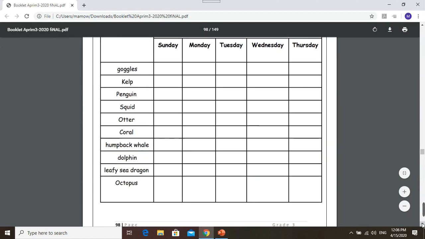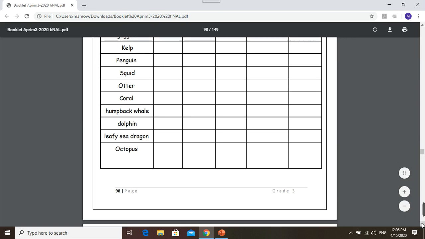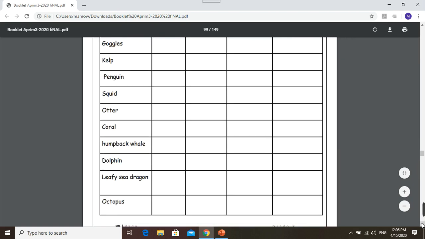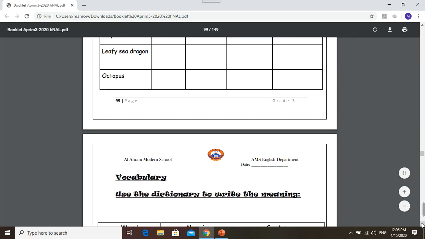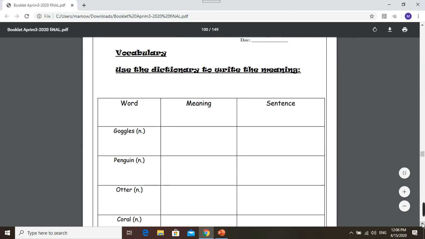And I need you to fill this log in page 98 and also 99. You have to fill the log to study the words carefully for next time dictation. Okay, next we have here some words. You use them to write the meaning and write sentences about them.